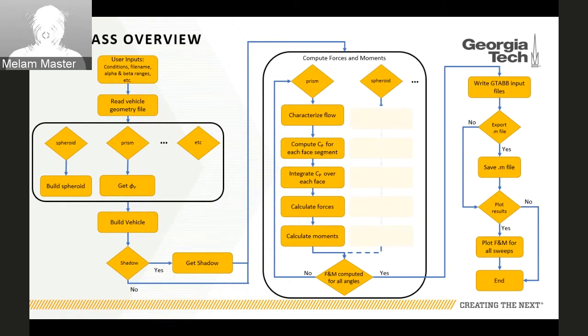Then we compute the coefficient of pressure distribution for each face of the whole body, and we integrate that distribution for each face to calculate forces and moments of the entire body. We do this calculation for each angle, so we iterate over a range of angles of attack and angles of sideslip so we can find the different force and moment coefficients as they relate to the angle of attack or angle of sideslip. Then it goes into the rest of the analysis to do unsteady analysis and whatnot, and the final force and moment plots are output for each of the sweeps.